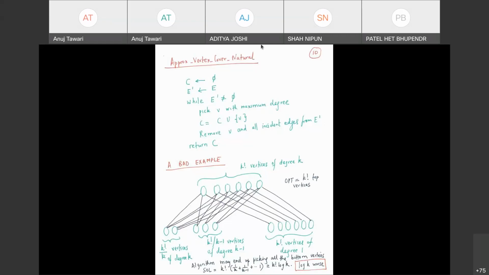Okay, so let's see. So it turns out that it is a log n approximate vertex cover, right? So whatever vertex cover we are outputting by this algorithm, it will be at most log n times the optimum, where n is the total number of vertices here. For instance, here we got k factorial of k. This is not exactly log of n. I mean, it's smaller than that, but in general case, we will get at most log n times the optimal vertex cover.